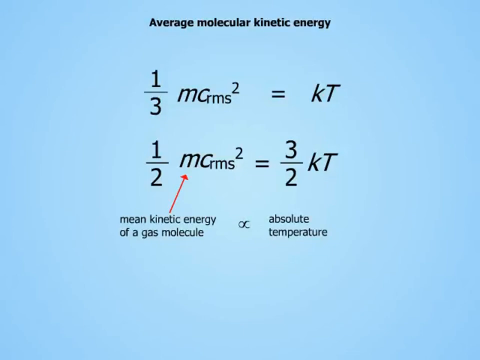This is a good example in physics of how the microscopic, the mean kinetic energy of the gas molecules, can explain a macroscopic property, in this case the temperature of the gas, measured in the real world with a thermometer.